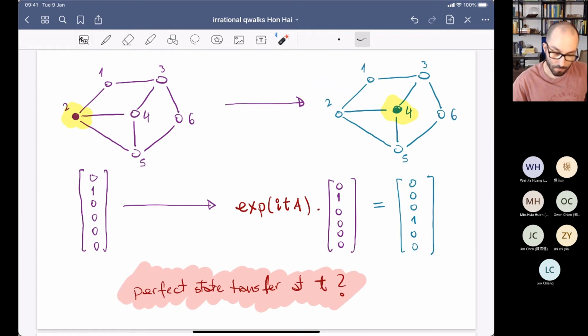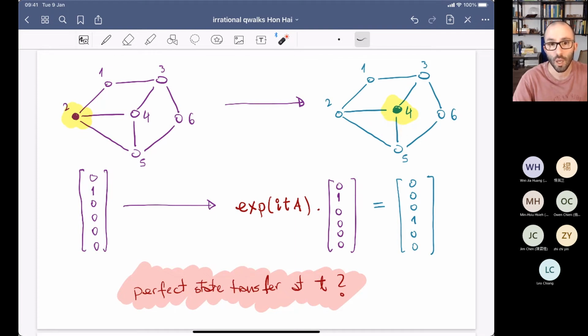So one of the main problems people have worked on in the past 15 years or so in this model of quantum walks is the problem of perfect state transfer, which is: you start your system with a 1 here and 0 everywhere else, and you would like that after some time t, you do observe a 1 at a different vertex, and 0 everywhere else, right?